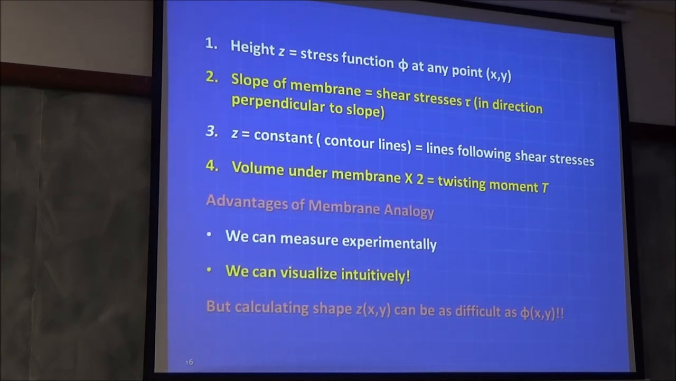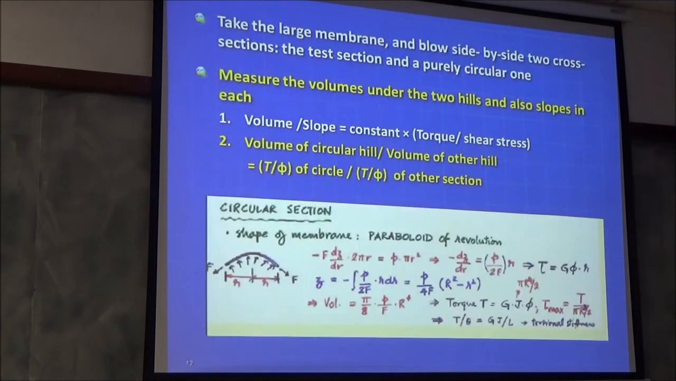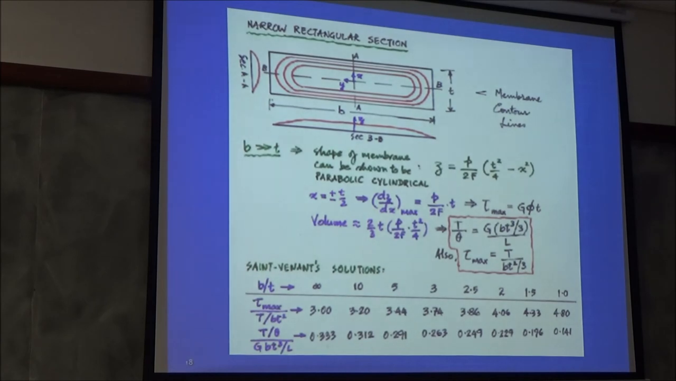Beautiful. Now imagine you've got a square or rectangular section and you imagine the shape and you blow air through it. That membrane will again have zero slope at the corners. Very interesting. So I want you to remember this analogy, it is so beautiful. It gives you a rough idea of the distribution of shear stress. Just mentally blow air into it and see the shape. There's other things I'll skip. Okay, there's a proof of this. We'll skip it.